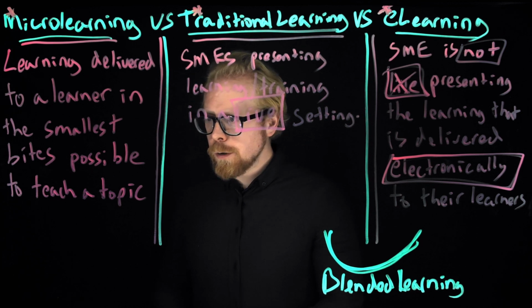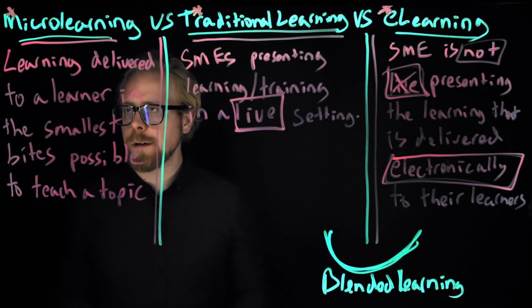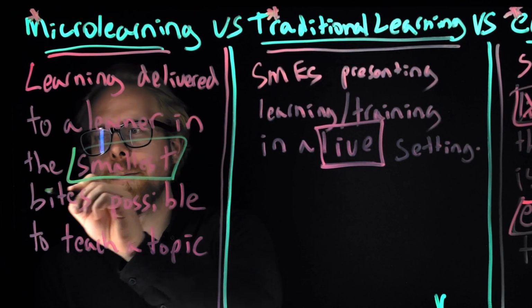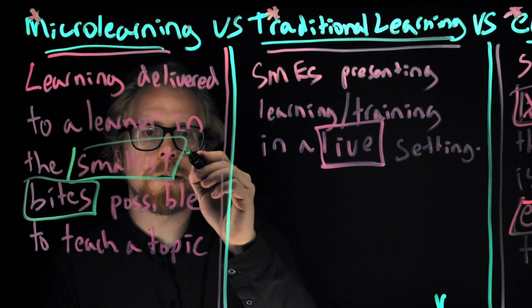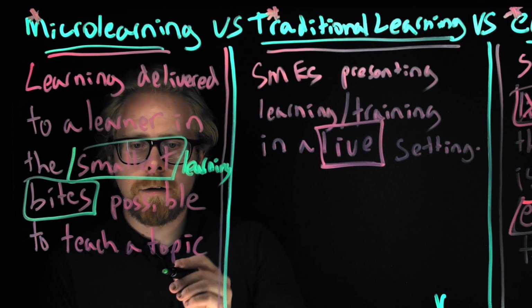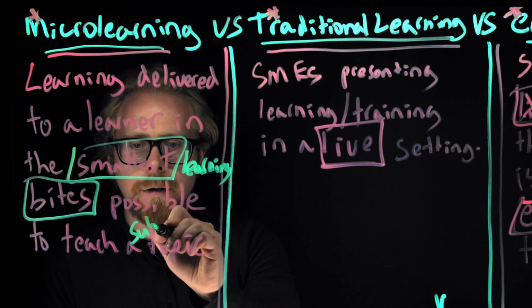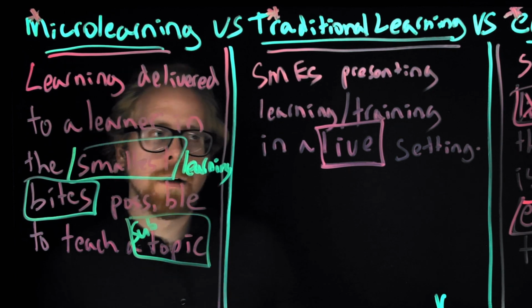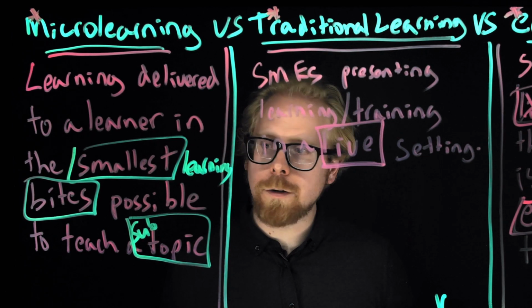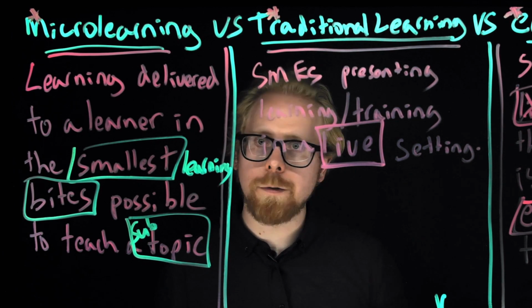But really, when you're looking at topics, the key points here are smallest bites, learning bites, and topic. And we're going to add subtopic here, because that's really what you're doing. A microlearning isn't going to be on a full topic. It's going to be on the subtopics that make up a full topic.